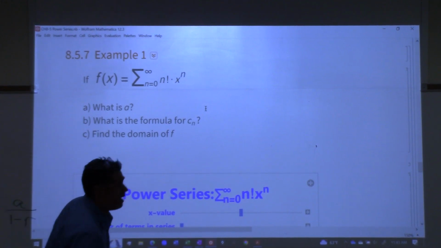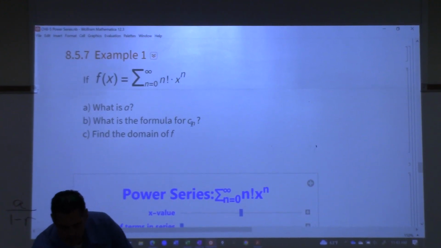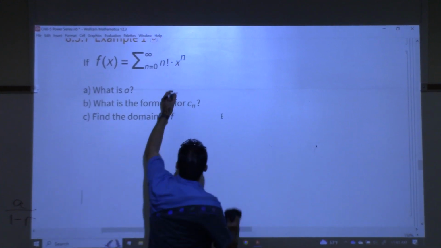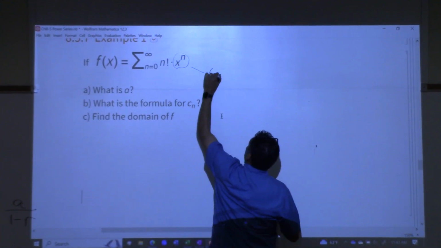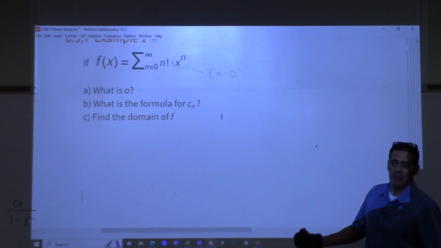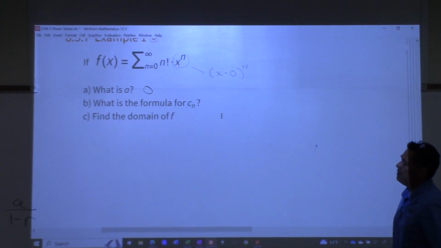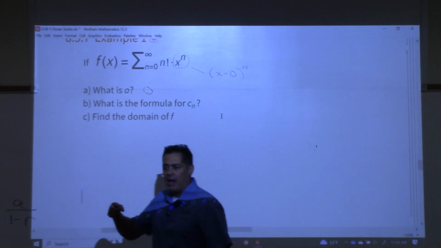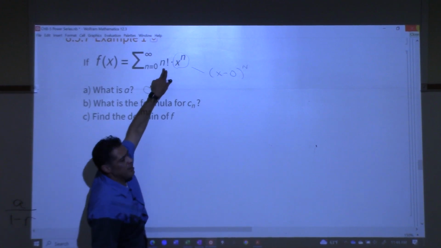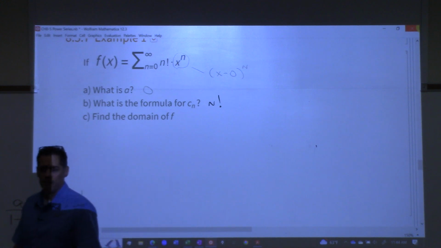A is 0, right? So how do you know A is 0? That's right. There's nothing attached to the x that's being raised to the n power, right? In fact, you could, if you want, look at this as being x minus 0 to the n, right? And so the A is 0. What's the formula for C sub n? So what is the formula that's cranking out the coefficients? N factorial, right? It's the thing sitting in front, right? N factorial. That's your C sub n formula.